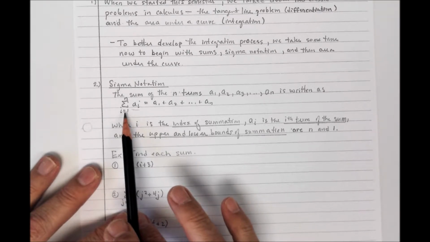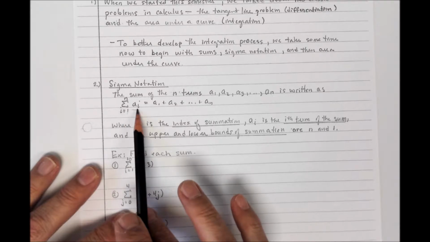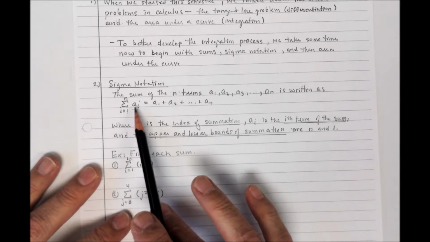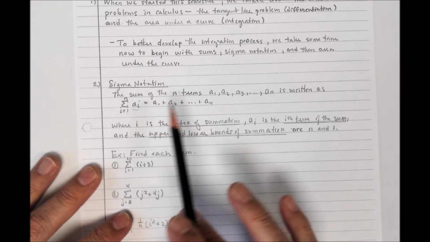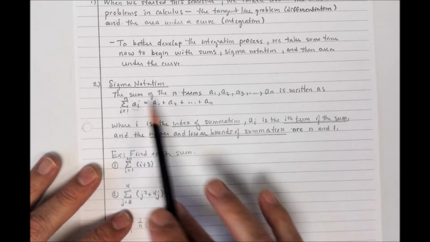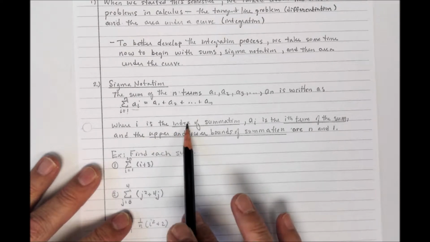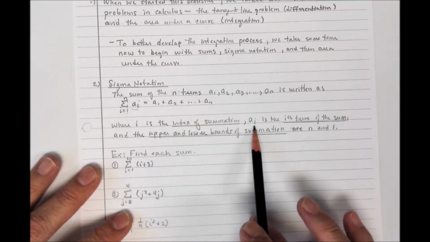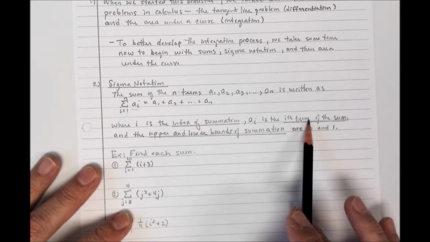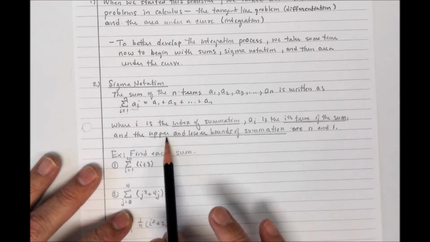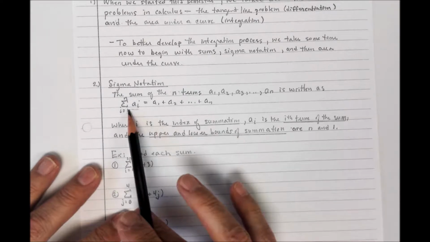So this is the sum as i goes from 1 to n of a sub i. We start with the lower bound, we plug 1 in, a sub 1, and then we go to the next, a sub 2. We just increase by 1 all the way till we get to the upper bound here. And again, i is called the index, or the index of summation. A sub i is the ith term, which we sometimes just call the summand. That's the part that we're taking the sum of. And the upper and lower bounds there are the numbers n and 1 respectively.